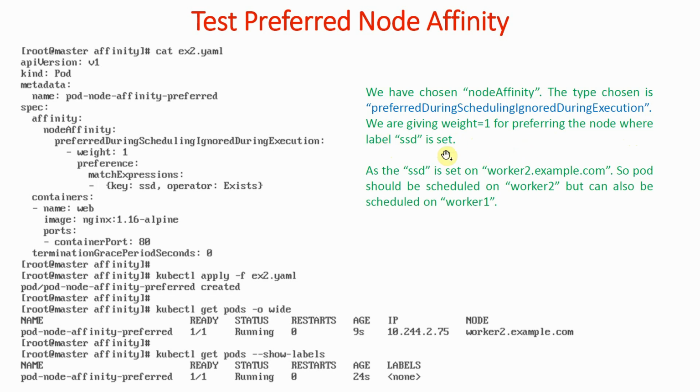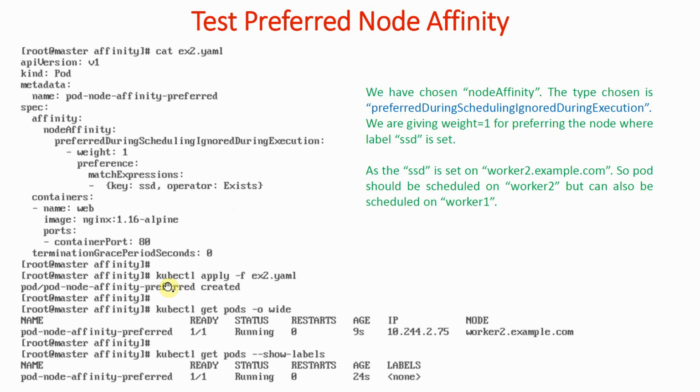And where the label ssd is set, as the ssd label is set on worker2.example.com, the pod should be scheduled on worker2, but it can also be scheduled on worker1, because here we have said preferred. That means it is our desire, it is not our requirement. So most of the time, even in the preferred case, it is going to launch according to your will.